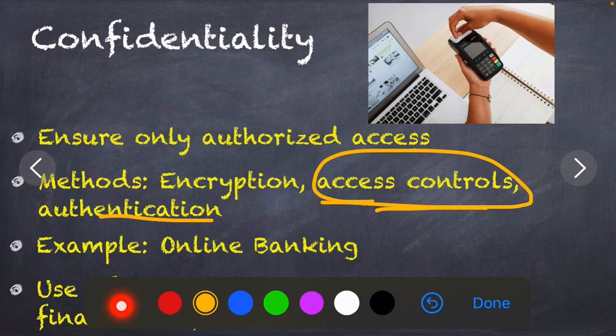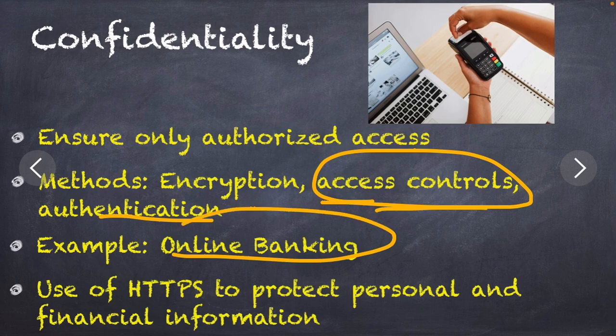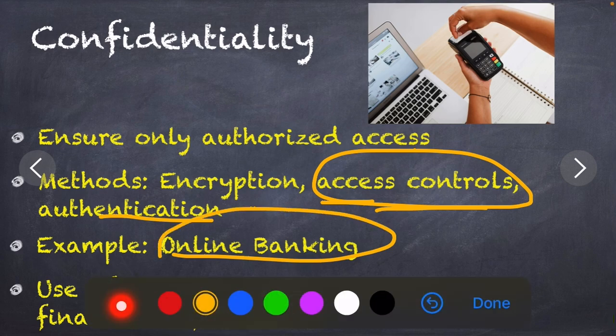Then authentication means first you need to verify that person. If you are an authorized person, then only you can access that information; that is authentication. There is a difference between authentication and authorization. If you are an authorized person, then only you are authenticated. Then what is an example? Example is online banking.